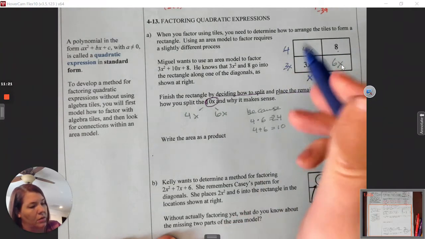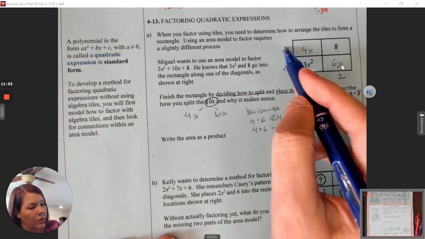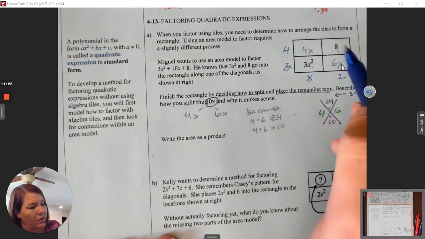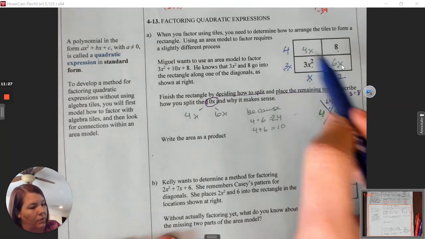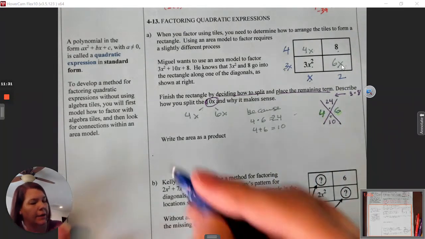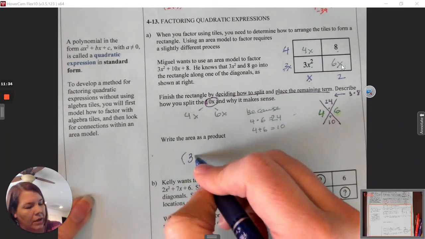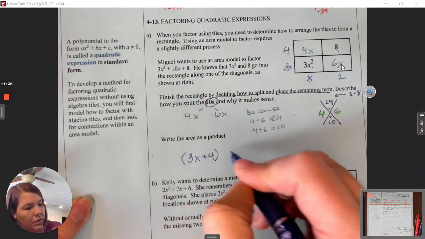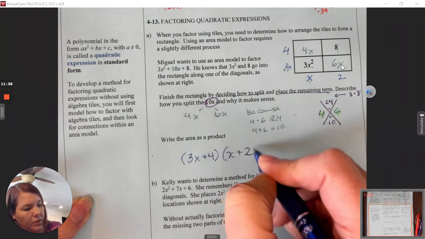So 3x times x is 3x squared. 4 times x is 4x. 4 times 2 is 8. 3x times 2 is 6x. So that seems to have worked out really nicely. My product then is 3x plus 4 and x plus 2.